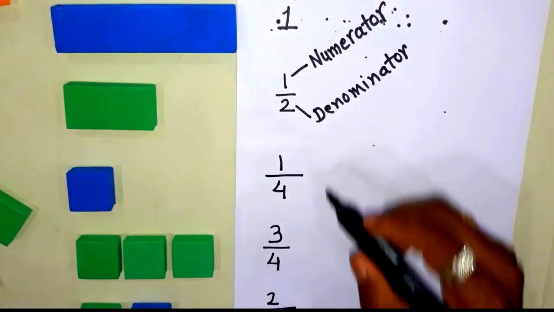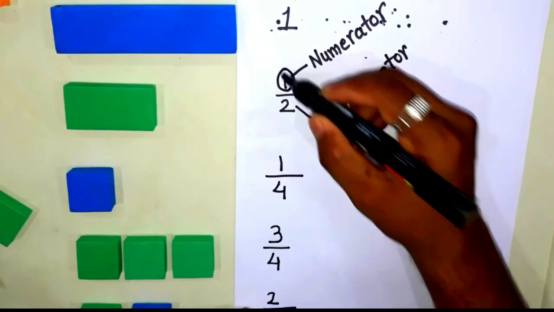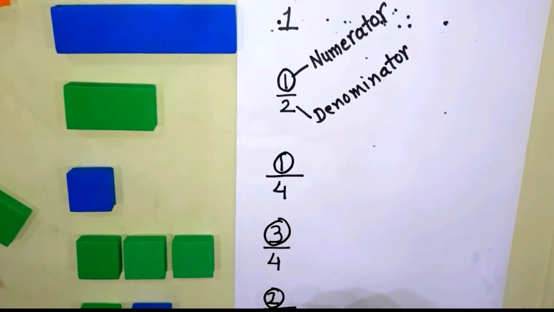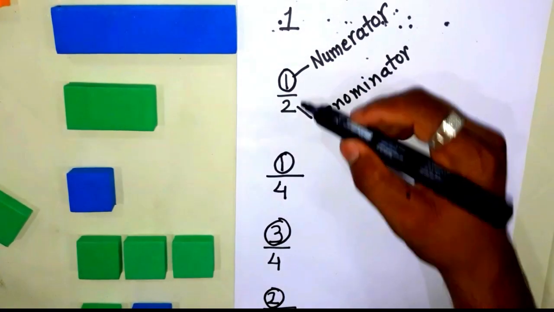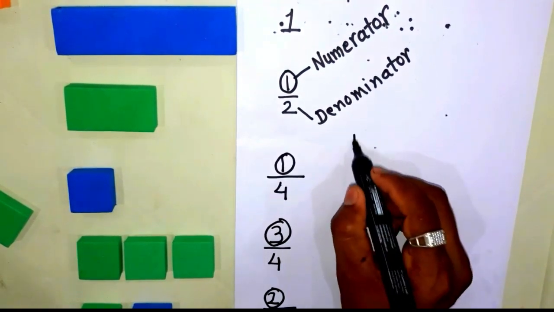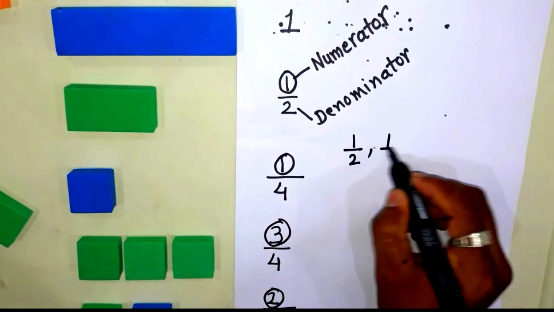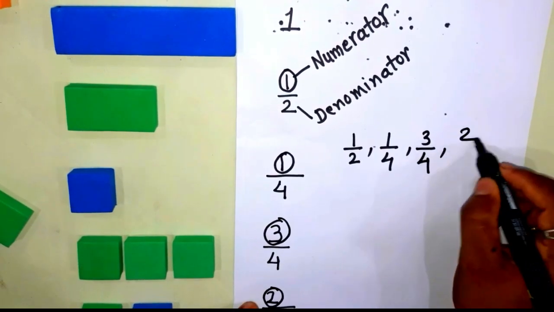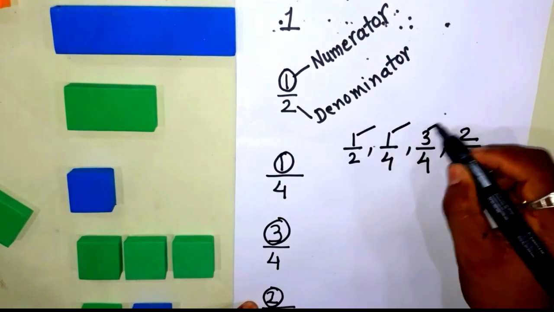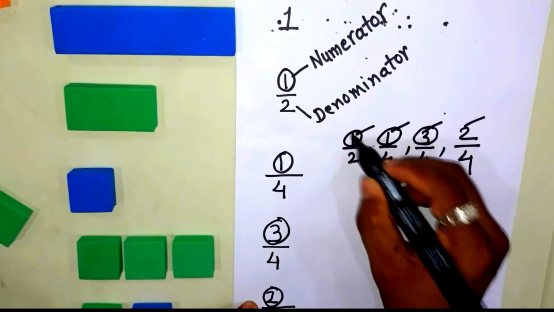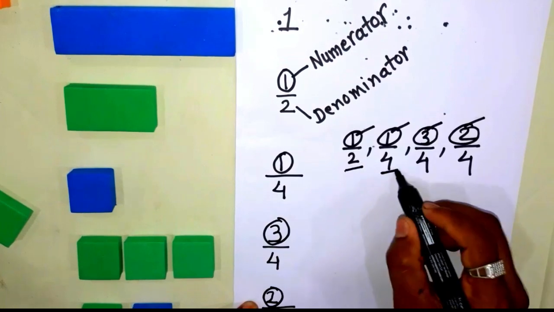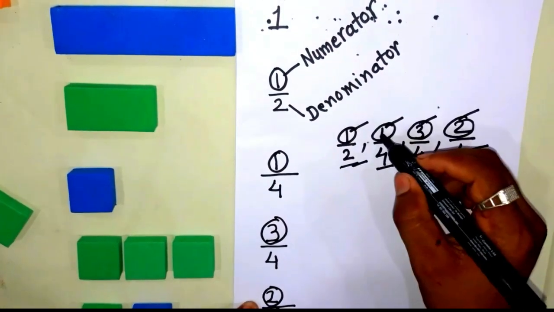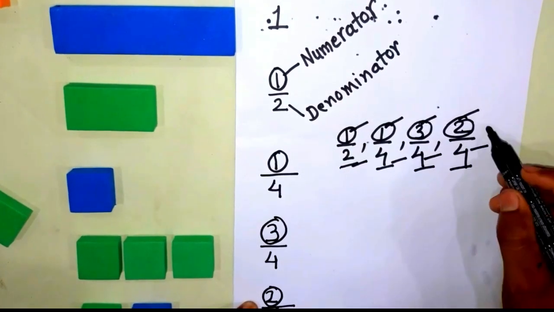So if you observe the numerator, here is a numerator, here is another numerator, here is another numerator, and here is another numerator. If you observe these fractions, just take an example, 1 by 2, it is 1 by 4, it is 3 by 4, this is 2 by 4. All the numerators are smaller than the denominators. These are the denominators, and denominators are greater than the numerators. You see, numerators are smaller or lesser.